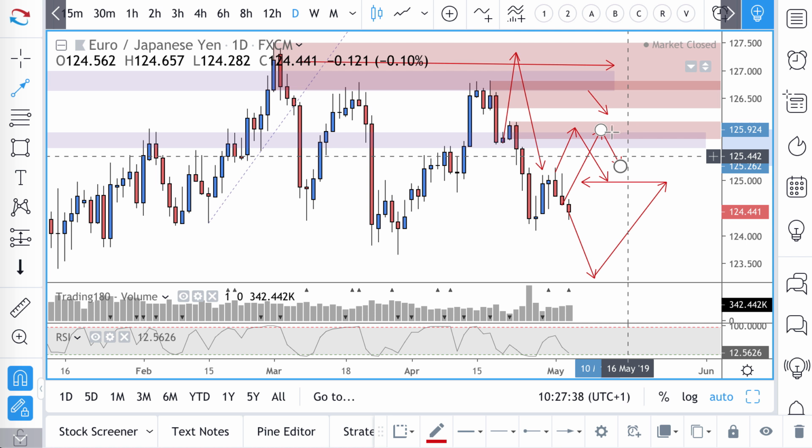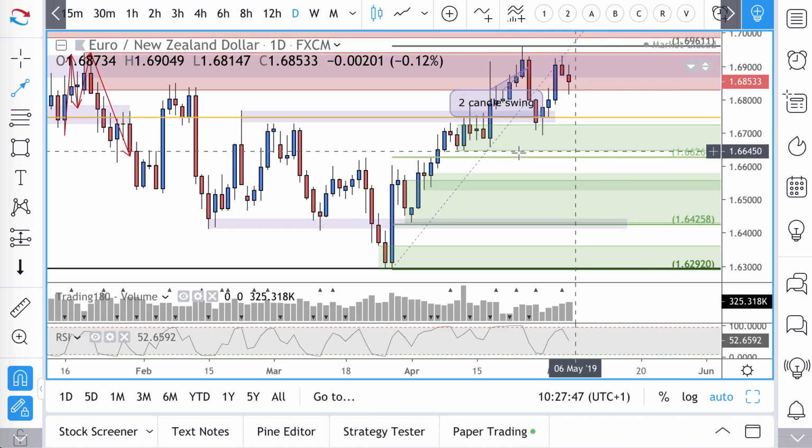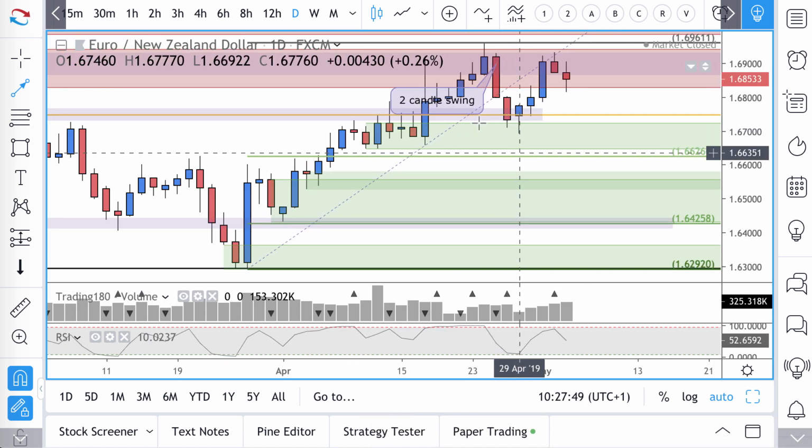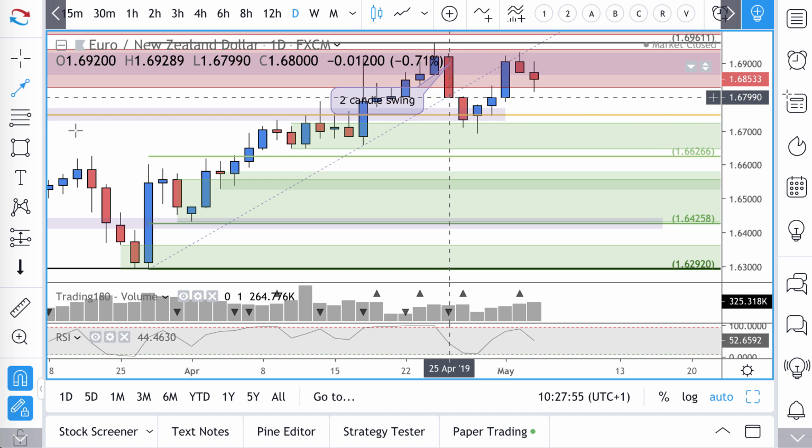They're quite a rare event. So with that, there's going to be some risk off coming into play. A lot of uncertainty. Euro New Zealand. I'm actually still in this trade. My stop is still above here. This is a break-even trade.